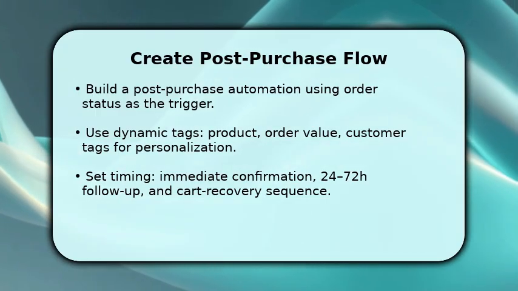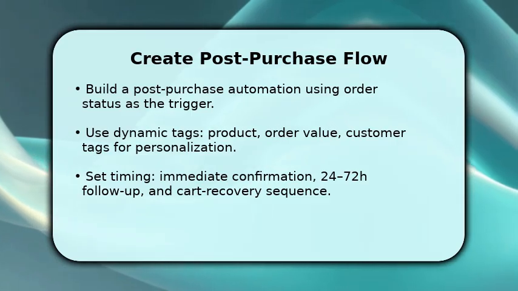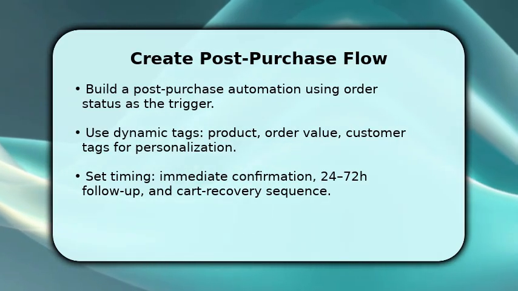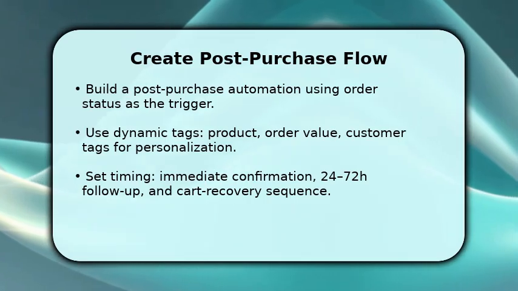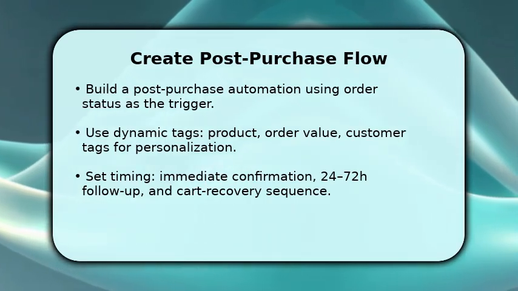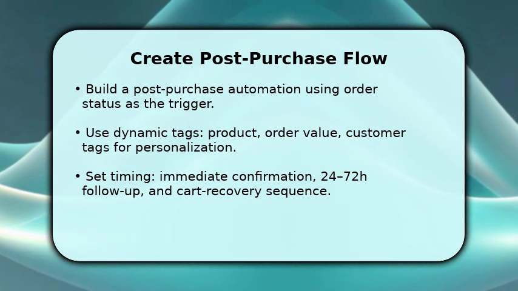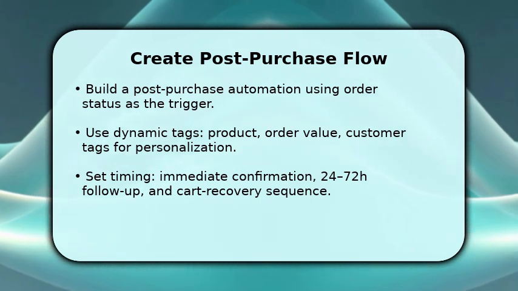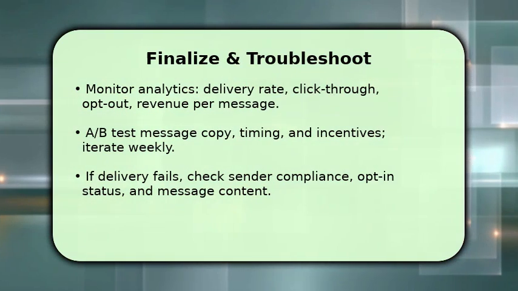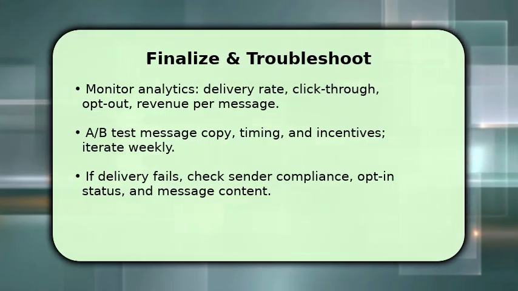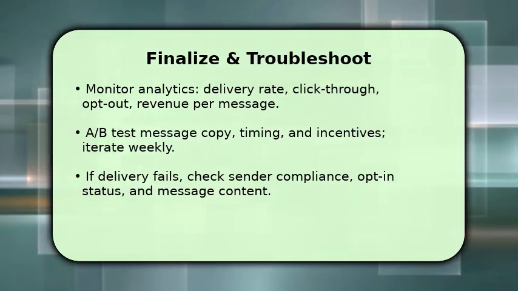Schedule a confirmation immediately, a satisfaction or cross-sell message at 24 to 72 hours, and a follow-up reminder. Test flows with a staging customer to verify timing and variables work as expected. Finish by linking Postscript's analytics back to Shopify so you measure revenue per message and refine winners.